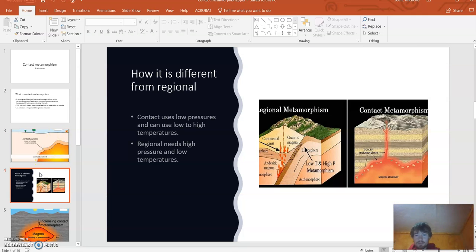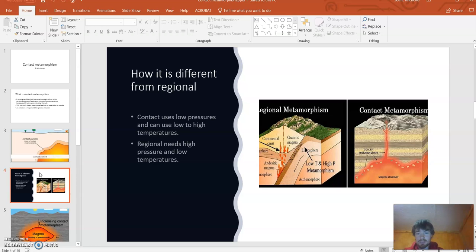How is this different from regional metamorphism? Contact uses low pressures. It can use low or high temperatures, while regional needs a high pressure and low temperatures. As you can see from the picture here, regional metamorphism has a few more items required.